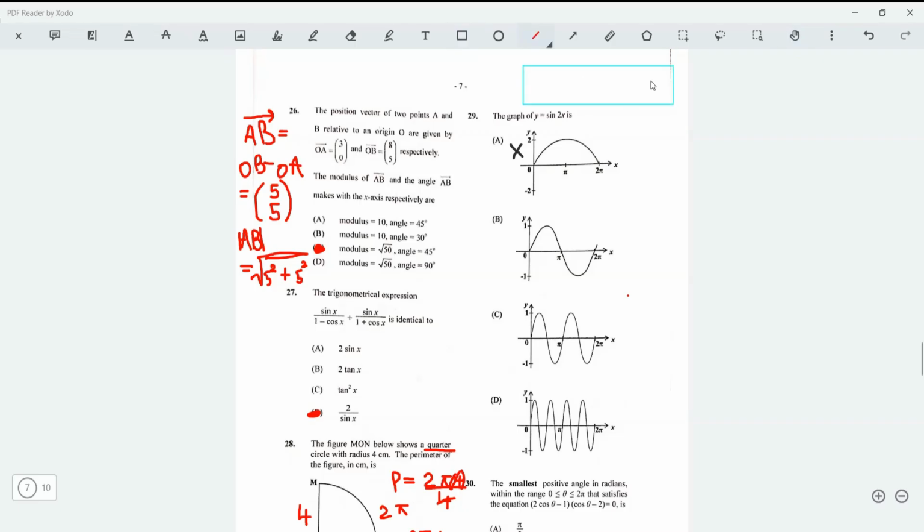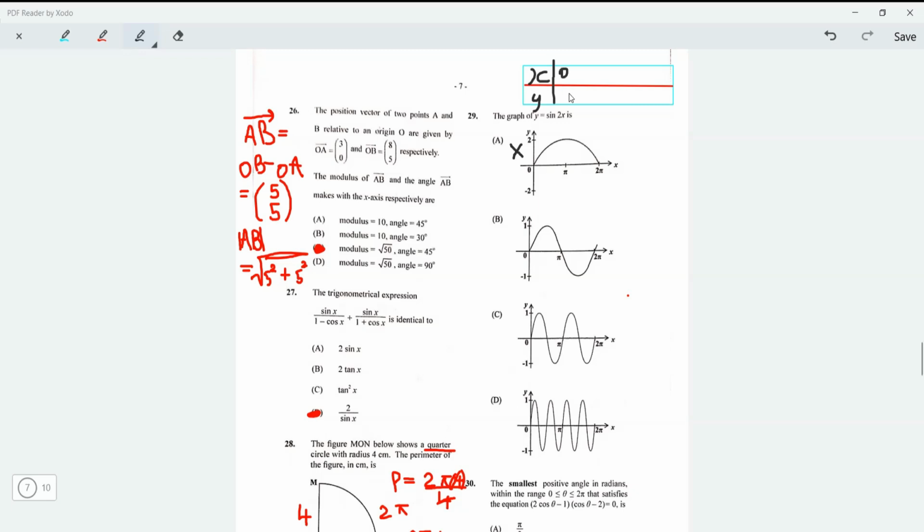And remember, what is the function? The function is sine 2x. Right, so this is y and this is x. Now look at this. If you plug in x as 0, sine of 2 times 0 is 0. So it must start at 0. If it does not start at 0, it is out already. Once it starts at 0.